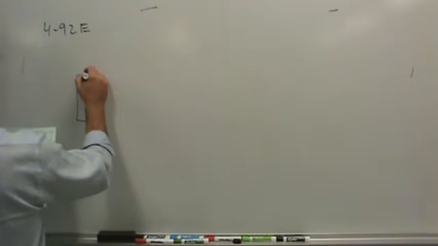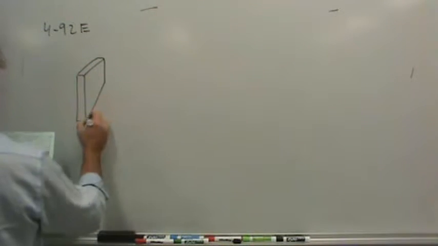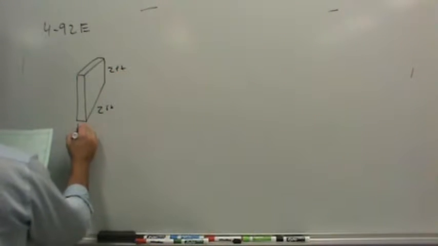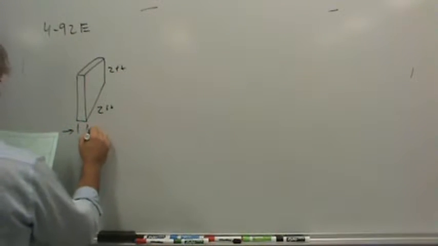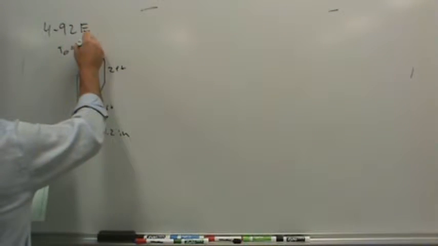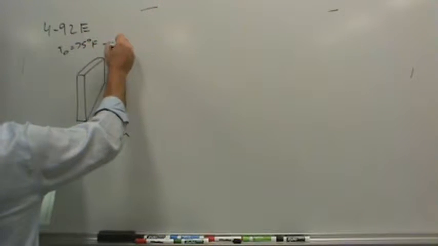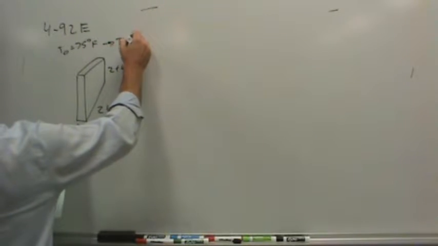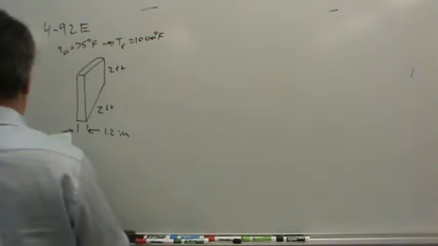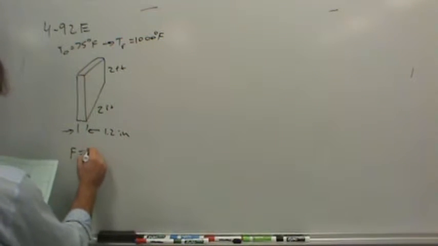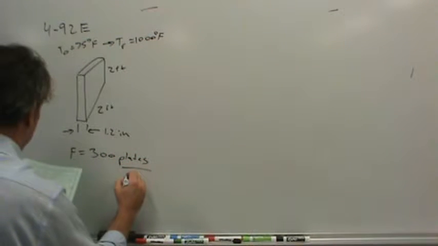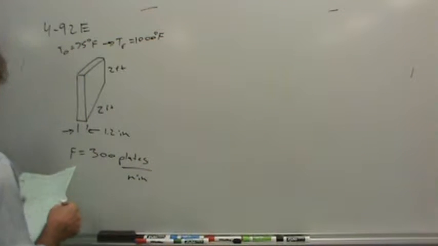So here's the plate, and here's a plate. 2 foot by 2 foot, thickness 1.2 inches, initial temperature 75 degrees Fahrenheit. After going through the furnace, the temperature should be 1000 degrees Fahrenheit. Okay. The flow rate is 300 plates per minute.